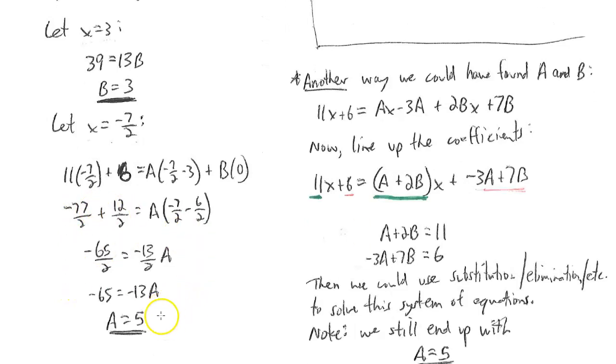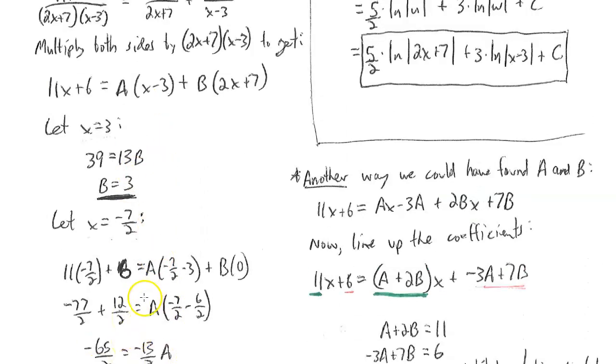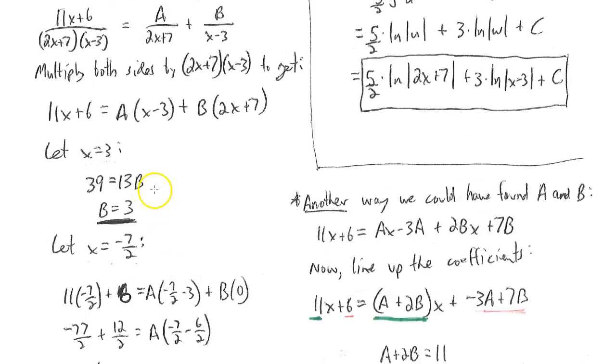So it ends up being, if you multiply both sides by 2 to get rid of those 2's, you have negative 65 equals negative 13a, so a is 5. Right, so b is 3 and a is 5. Now, there's actually another way that we could find the a and the b, and you really do need to know both of these ways.